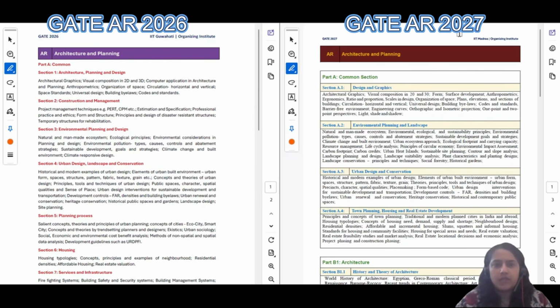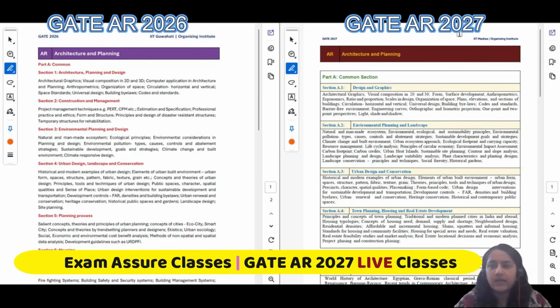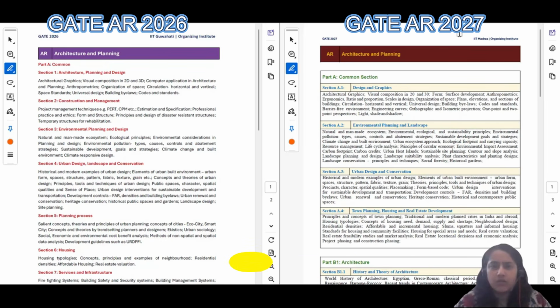Starting with the basics, the basic structure of the examination or the paper is the same. You are going to have common section A, that is part A, part B1 for architecture and part B2 for planning. But the topics, if you see, have a major change. It is not just a minor revision, but the syllabus has been restructured significantly and made more contemporary, where topics like AI, BIM, Python, machine learning, etc. are also added. Let us take a look at it one by one.